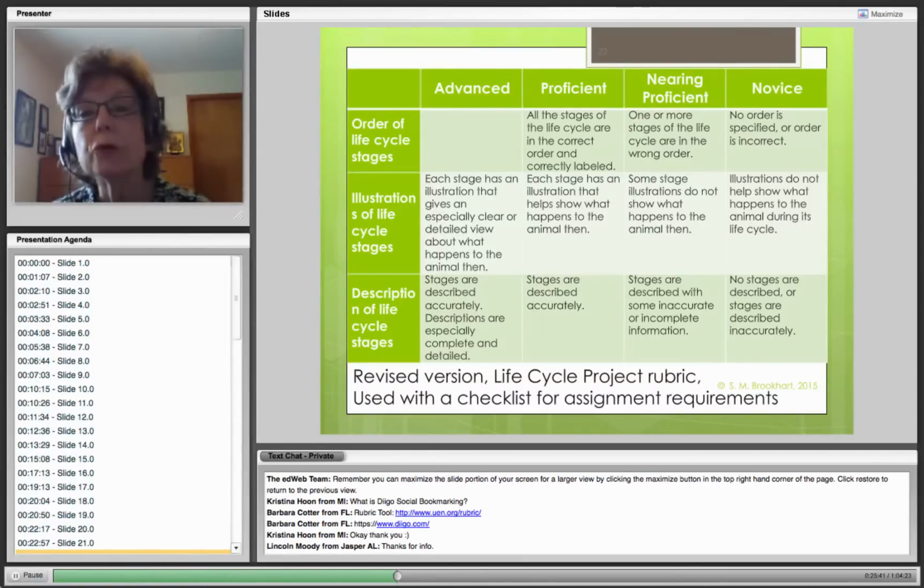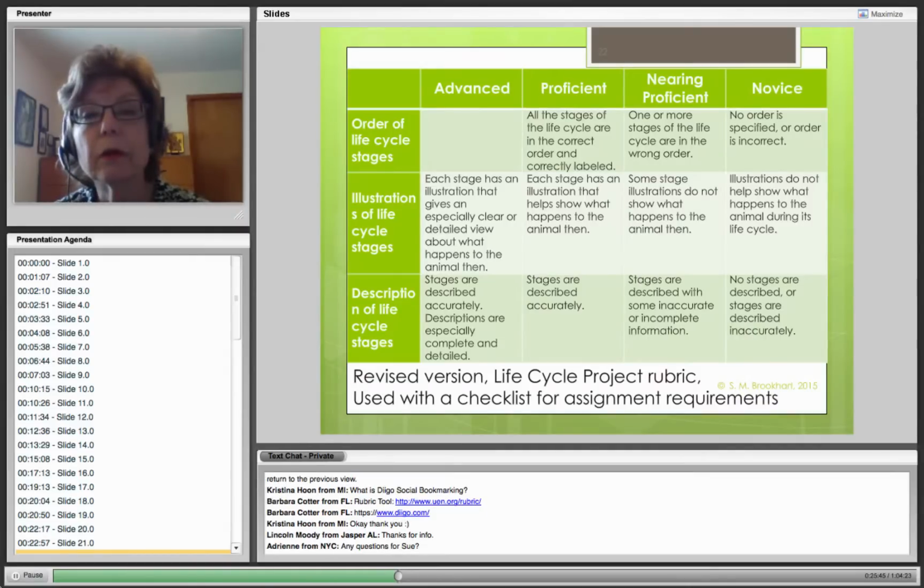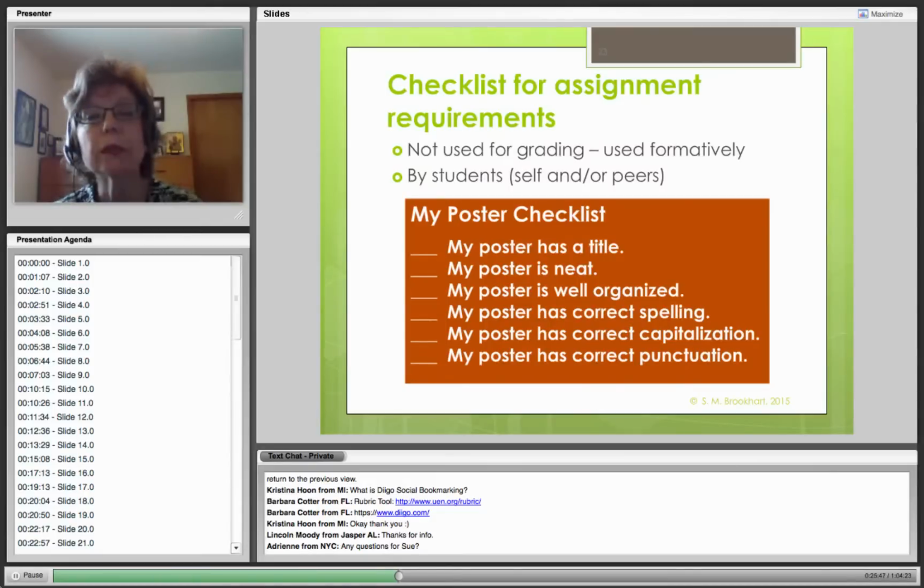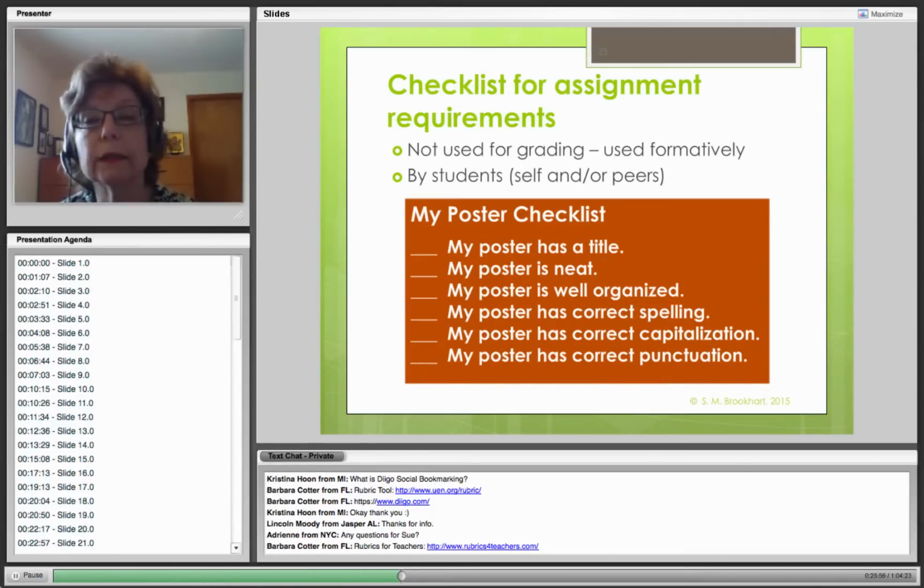So what about all those directions? You put them on a checklist. You use them formatively. You have students either check their own, or you can check them. You can hand it back and say, this poster doesn't have a title. Put a title on it before I'll take it. Or however you want to handle it in your class. It's not that you don't assess those things. It's that you do not rate them on a rubric. And they don't go into a grade.